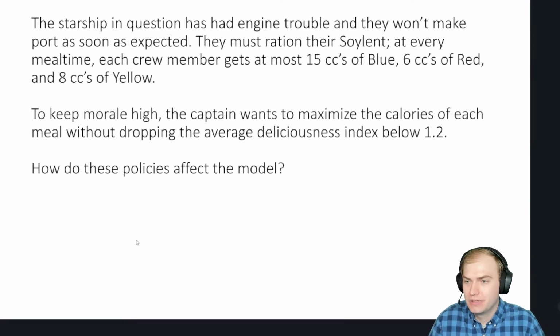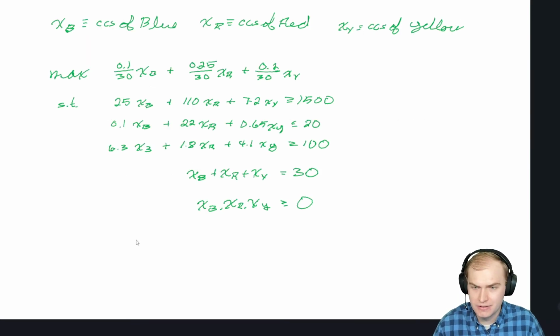So anyway, what if we change up, we have the same data, but the Starship is having some engine trouble. Well, actually, before I jump into this, does anyone have any other questions about this? I feel like maybe I went a little quickly. Did anyone have trouble coming up with something that looks a little bit like this? No? Alright.